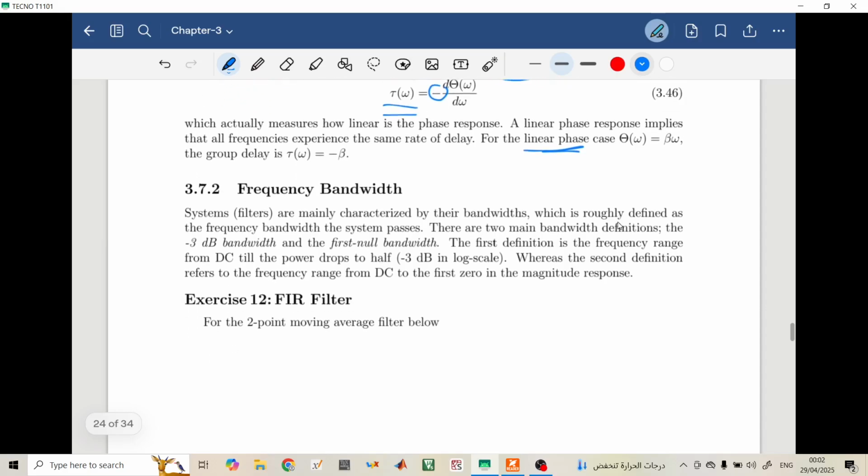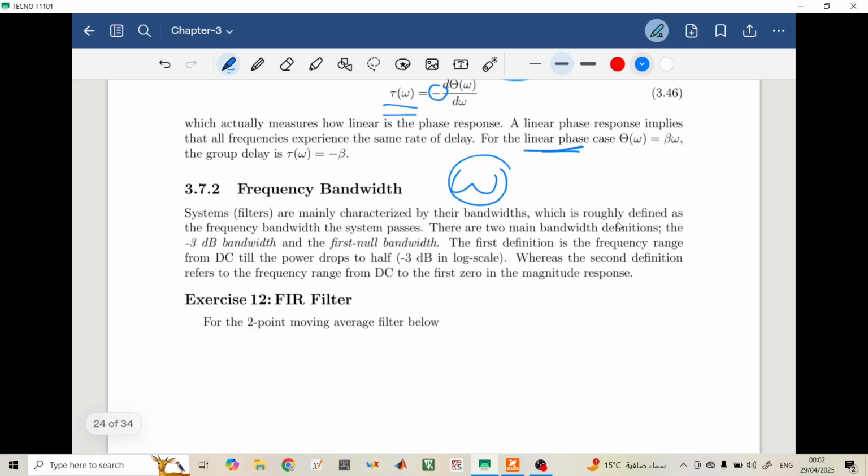Another important topic in the frequency response is the frequency bandwidth. We will discuss bandwidth in more detail in the upcoming chapters, but here we can roughly say that the bandwidth, for the simple case of low pass filtering, is the frequency range. When I say frequency, I mean the angular frequency omega. So it is the frequency range that goes through the system unaltered, unprocessed in a general sense.